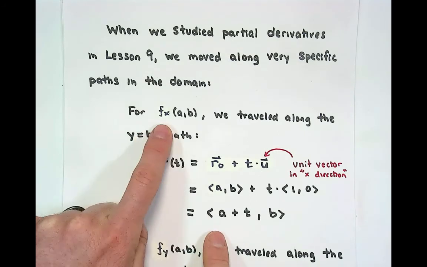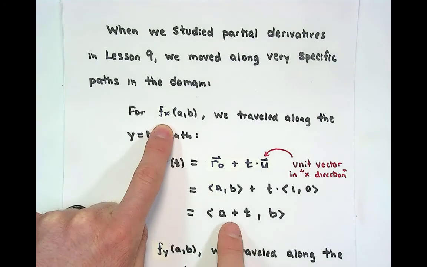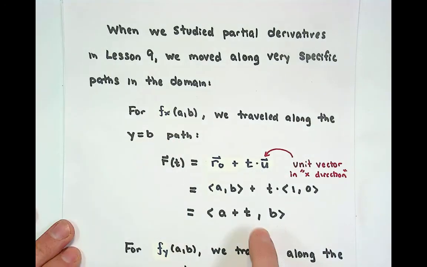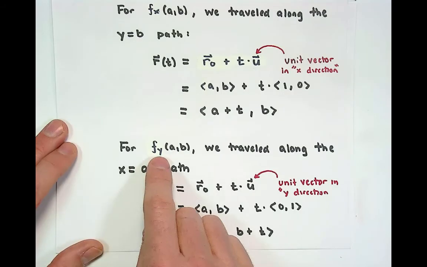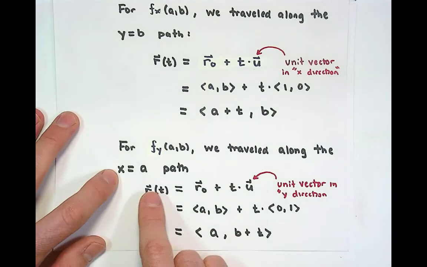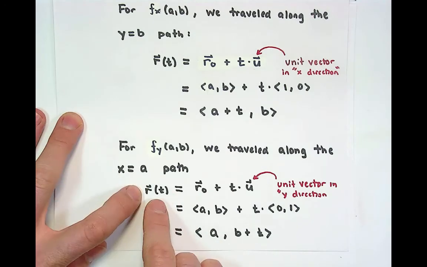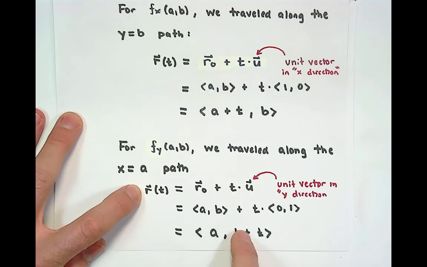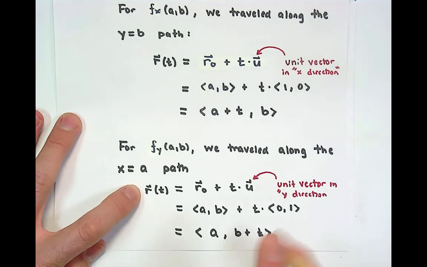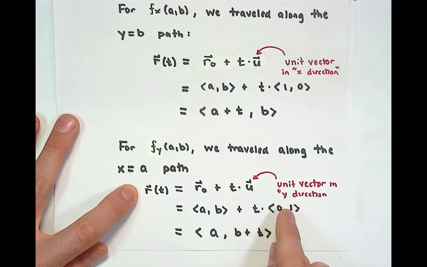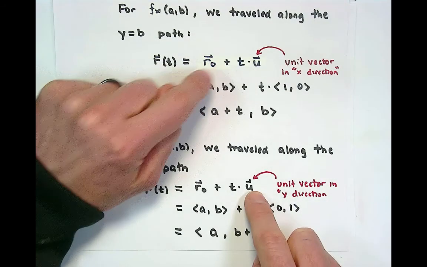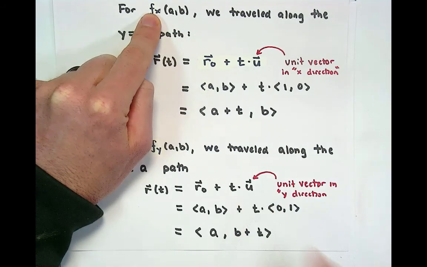So here, when we were finding the partial derivative with respect to x, we moved along the x direction, and we held y constant. When we took the partial derivative with respect to y, we traveled along the path x equal a, which corresponds to a parametric equation given by a comma b plus t. So here we're holding a constant, and we're moving through the point a, b in the direction of y, in the direction of 0, 1. In each case, we chose a very, very special unit vector in the pure direction of the type of change that we wanted.